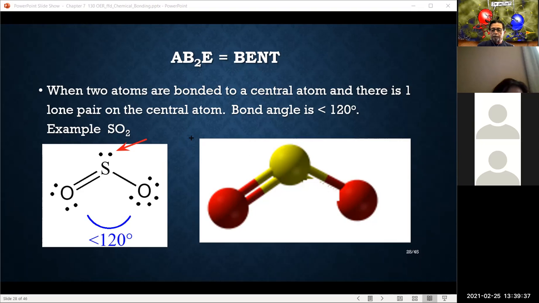This structure is called bent, AB2E. It's a general form AB2E, bent. And there again, we have the general formula, double bonded to one of the oxygens, single bonded to the other one.